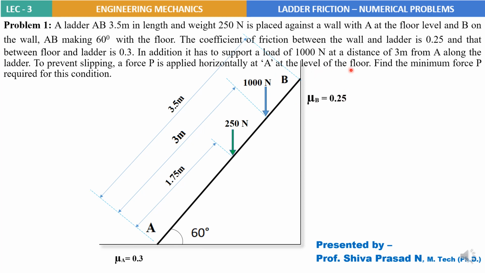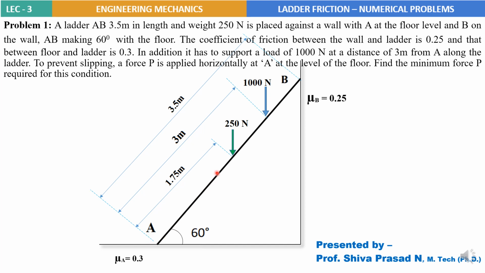And further, what is asked: to prevent slipping, a force P is applied horizontally at A. So at A, a force P is applied, that's what they say, at the level of the floor. Find the minimum force P required for this condition. So they are asking the minimum force P required.